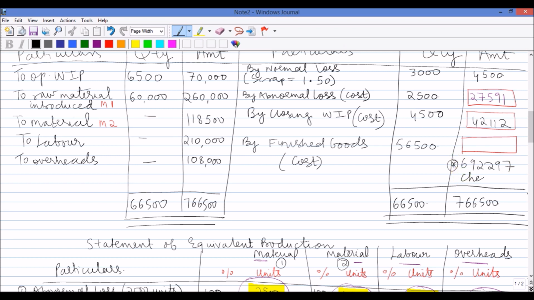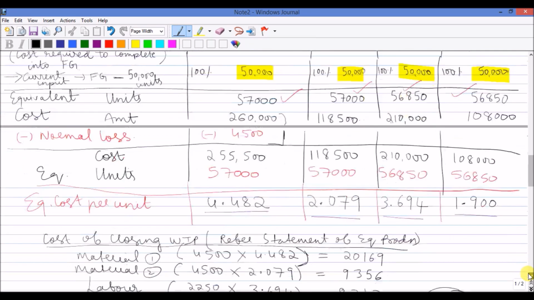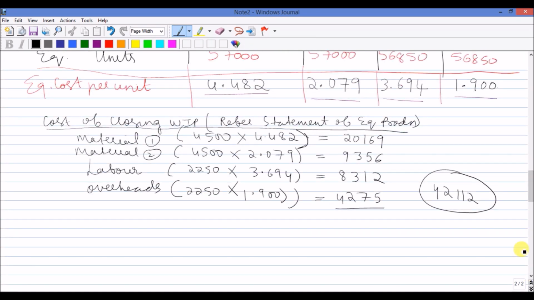Now we have to check whether the answer is coming this. Friends, you cannot take a shortcut for finished goods. You have to prepare it. So now I'm doing the last part of finished goods.